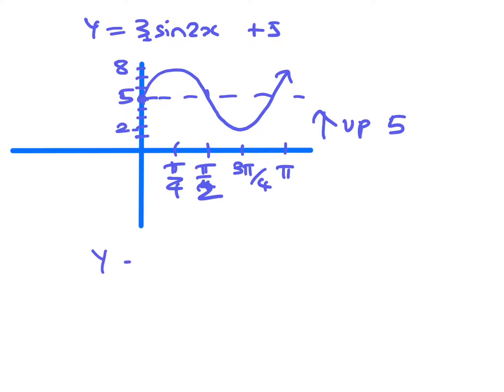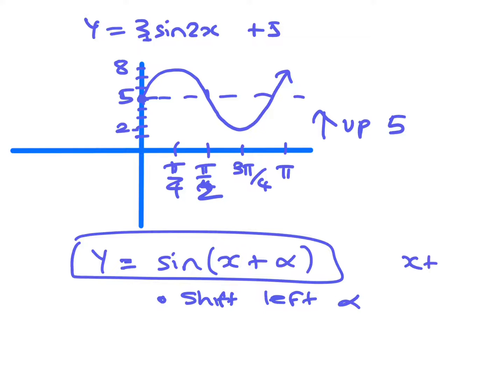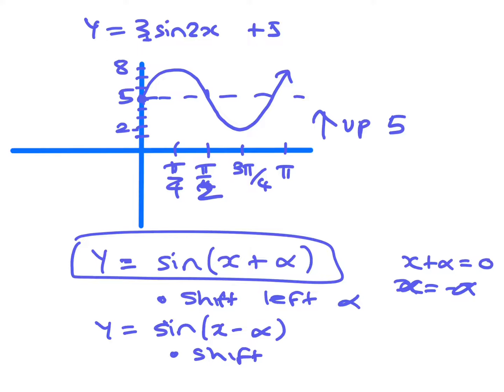Now I just want to talk about when you're adding a number inside here. So that's when you go, say, plus alpha. That would shift it left, so it's the opposite sign of alpha. It's whatever it takes to solve this equation, so it'll be x equals minus alpha. Now, if you had a negative there, that would shift to the right by alpha.